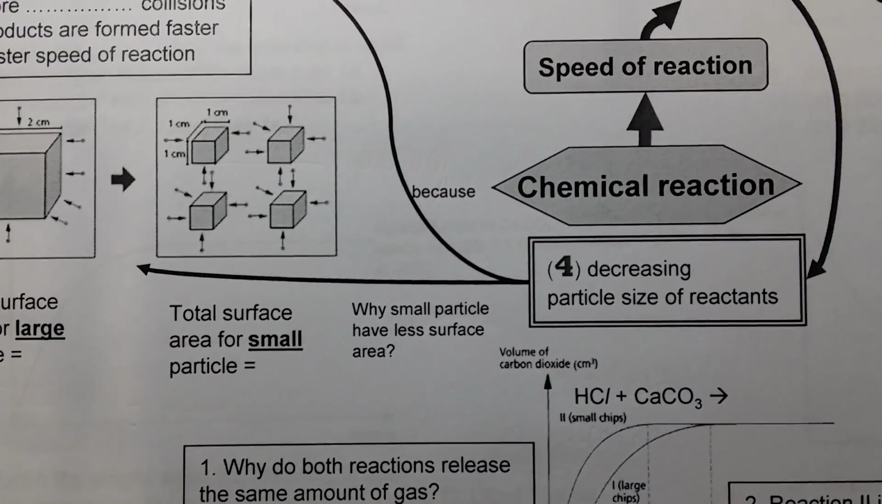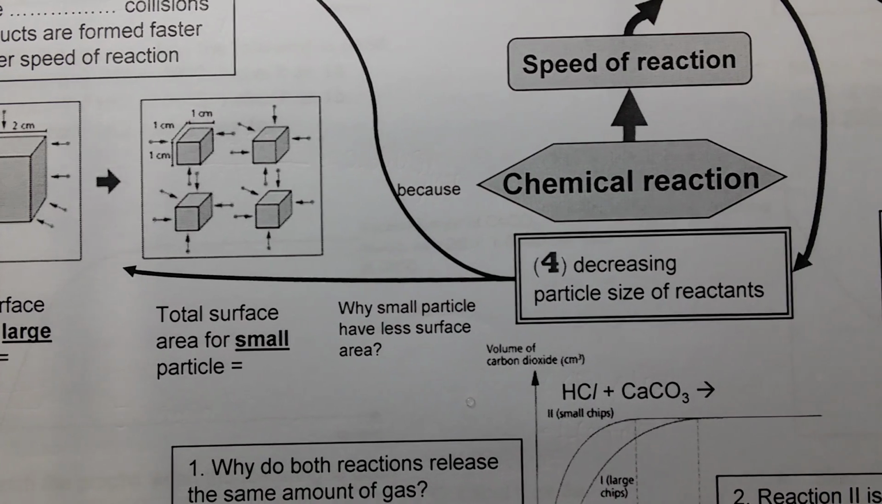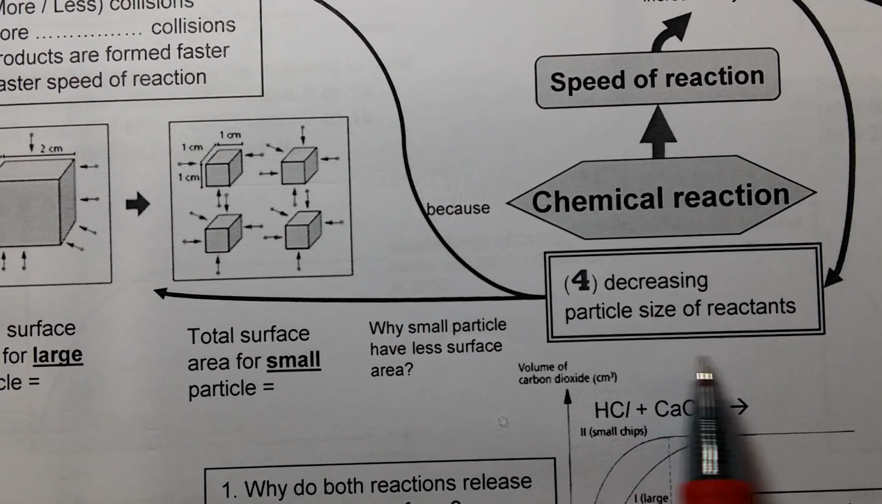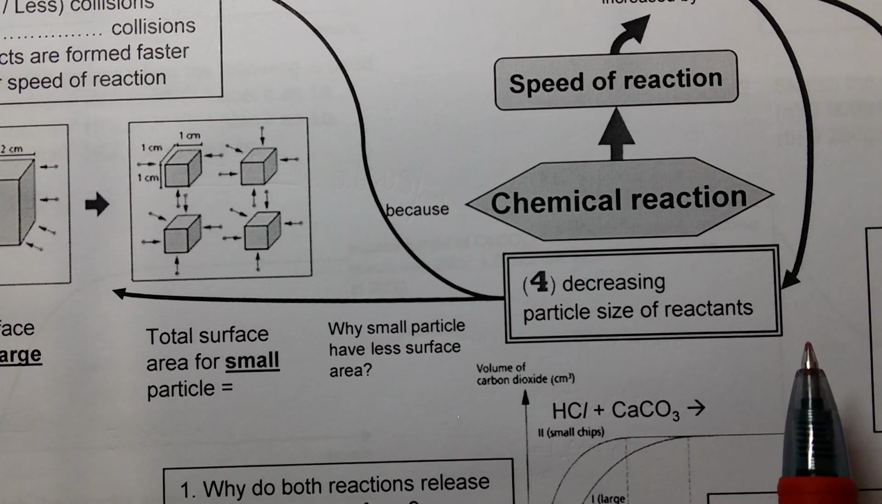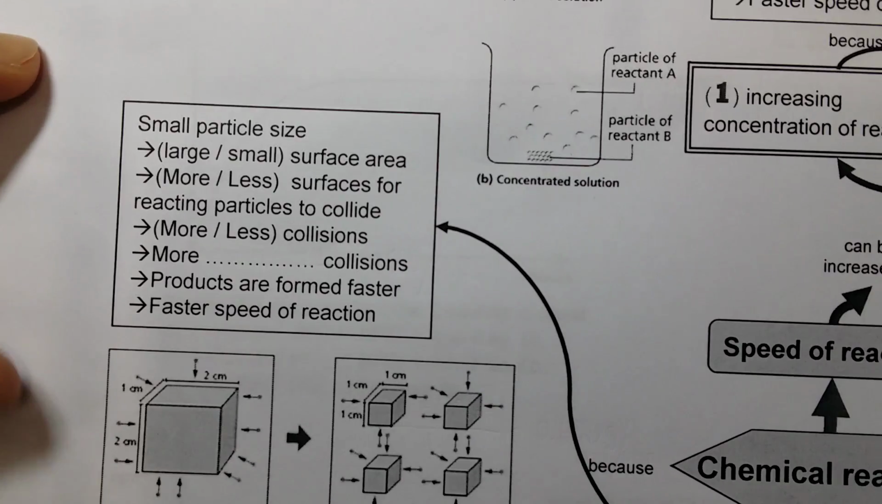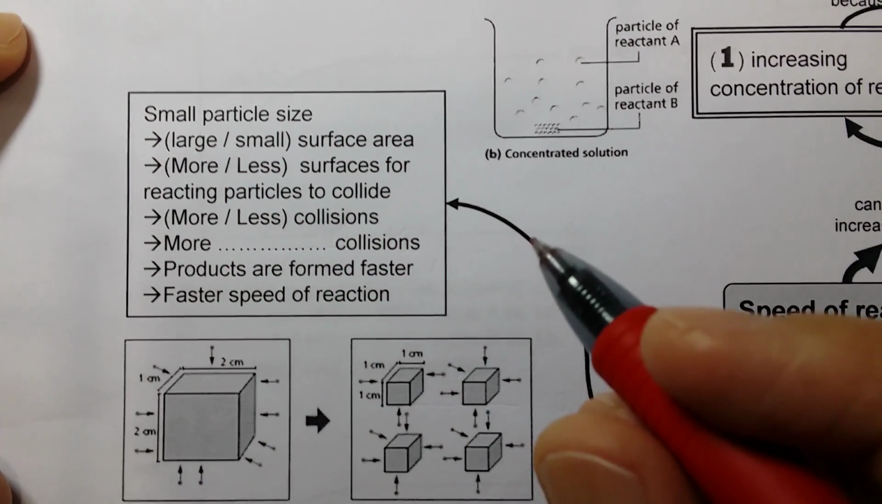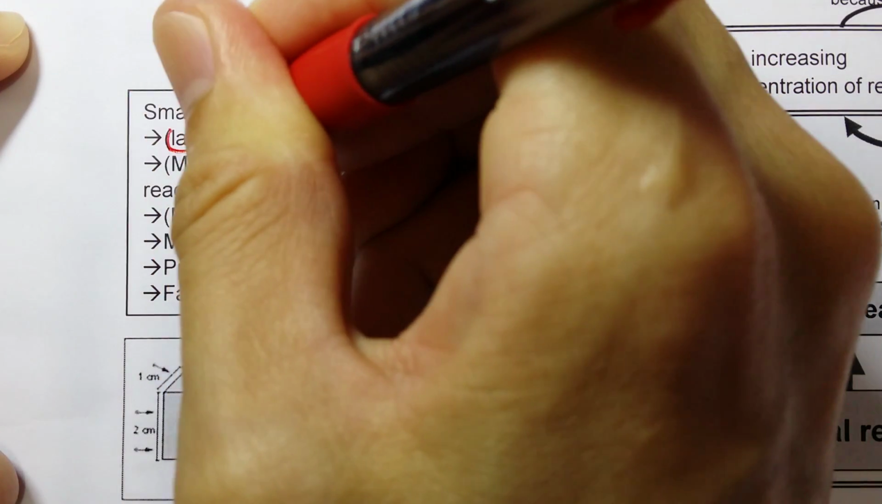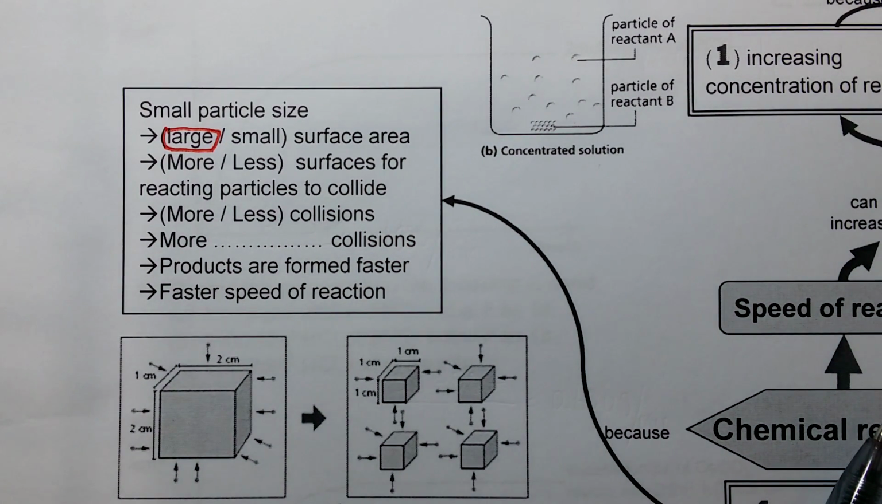Okay, the next thing that we need to look at would be the fourth factor that increases the speed of the reaction, and that would be by decreasing the particle size of the reactants. So if we make the particle size of the reactant smaller, the speed of the reaction would be faster. Now why? Small particle size means larger surface area. How do we explain this?